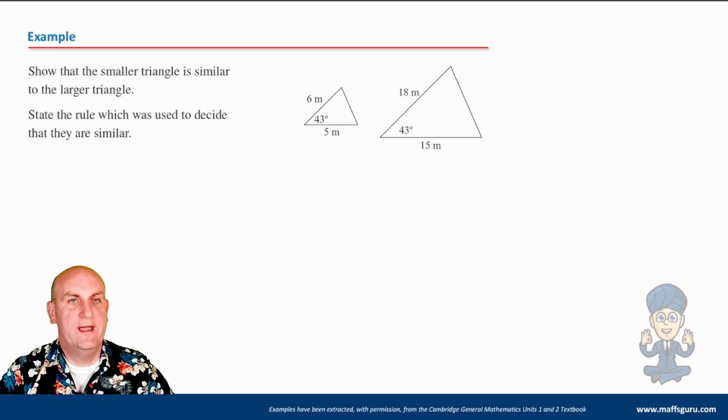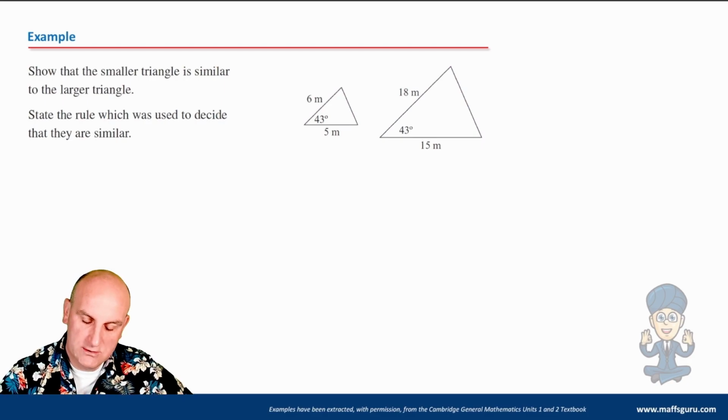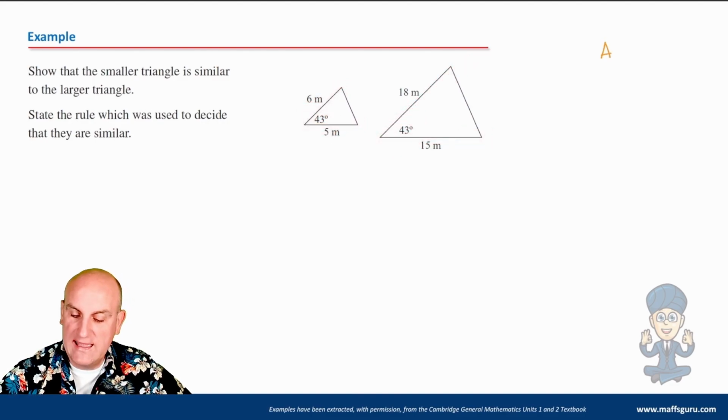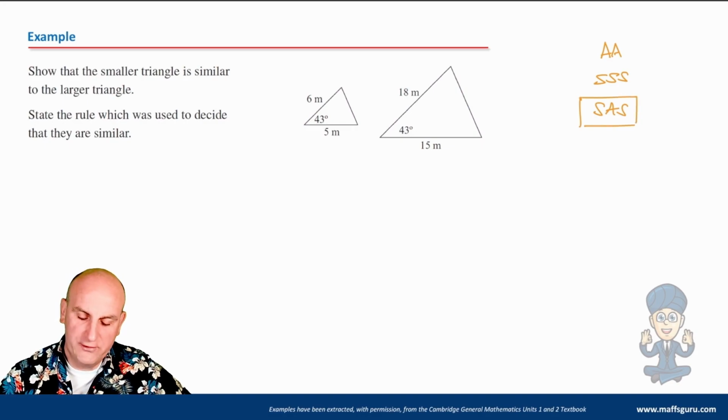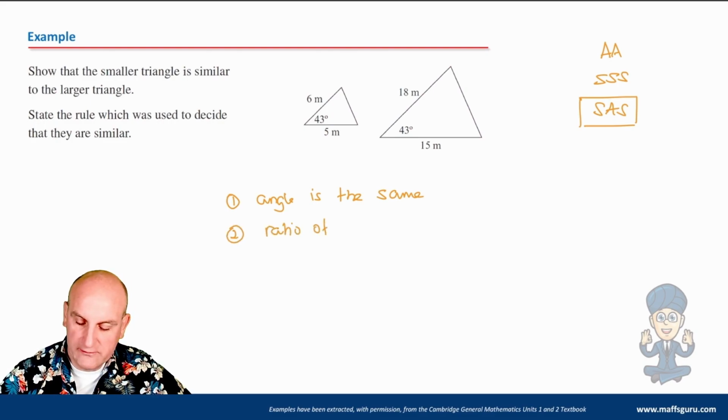Show that the smaller triangle is similar to the larger triangle. Seems very similar. Haven't I just done this? Well, it's not going to hurt, is it? How many sides have I got? 1, 2, 1, 2, and I've got an angle. So the chances are, what were they? They were AA, SSS, SAS. So we haven't got two angles given. We haven't got three sides given. So the chances are it's going to be this one. So let's prove it. Number one, the angle is the same. And number two, let's check the ratio of side lengths.